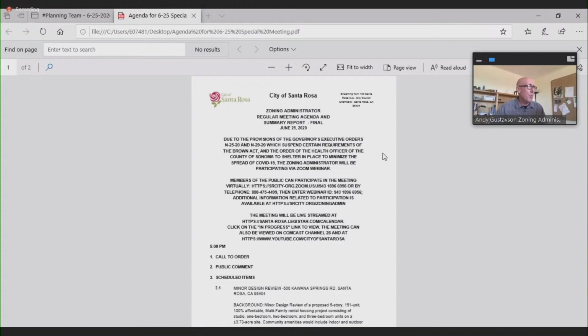Okay, so now we move to the scheduled items on the agenda. There are 2 items. The same project planner will present both. Andrew Triple is the project planner. I want to recognize him now and allow Andrew to give his presentation on a minor design review permit for 500 Kiwanis Springs Road, Santa Rosa, California.